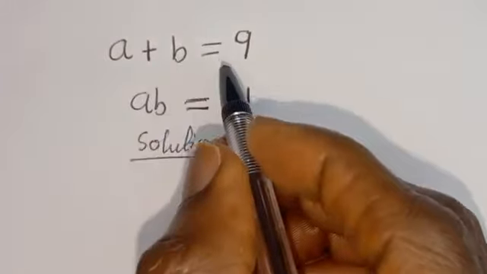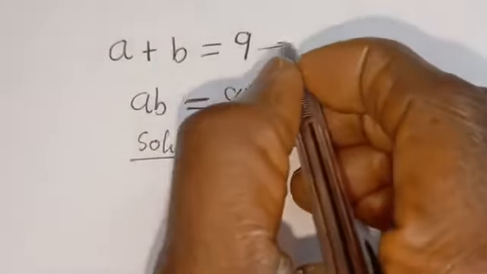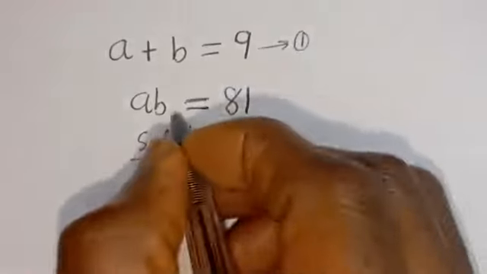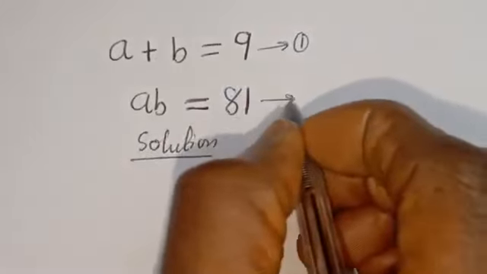A plus b is equal to 9. Let's call this equation 1. ab is equal to 81. Let's call this equation 2.